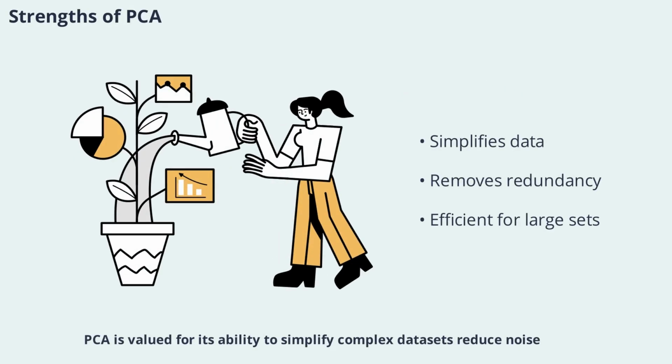PCA is valued for its ability to simplify complex datasets, reduce noise, and reveal hidden patterns. It helps improve the performance of other machine learning algorithms by removing redundant features. PCA is also computationally efficient, making it suitable for large datasets. Its ability to transform correlated features into uncorrelated components is especially useful in many scientific and business applications.